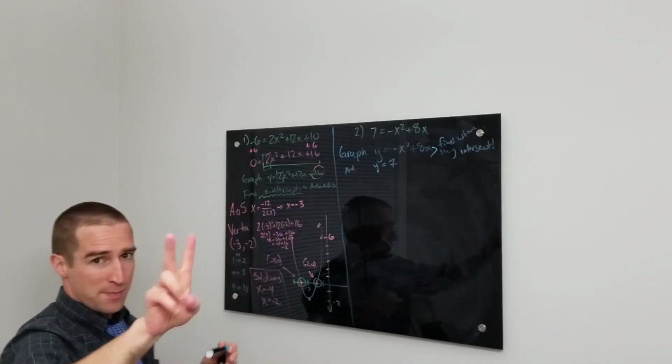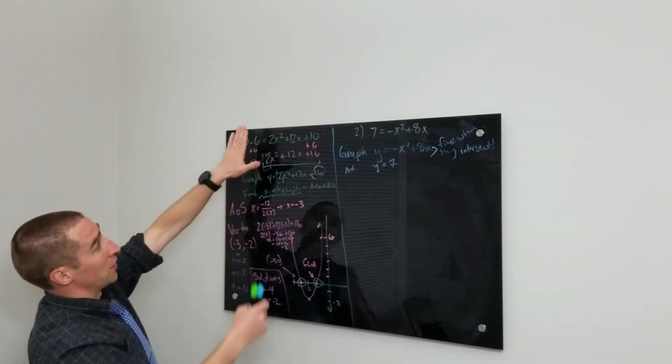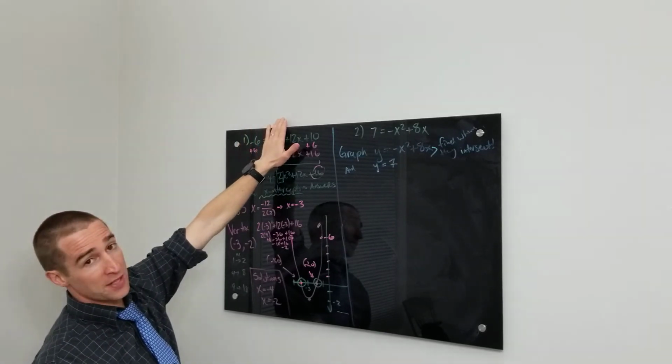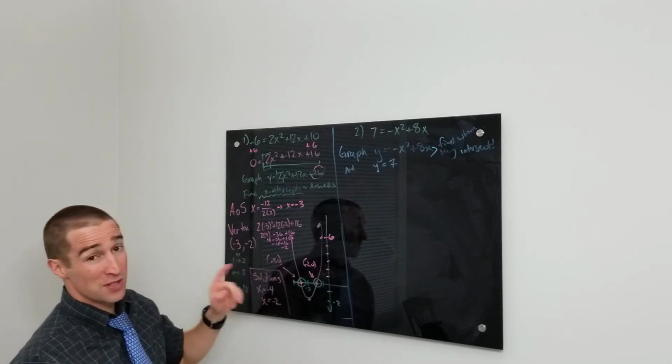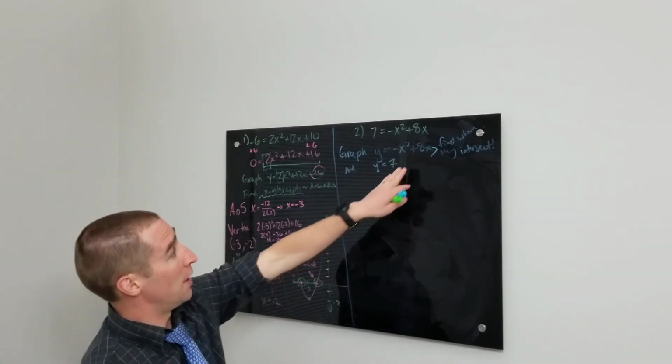So we're going to do that. This is method 2. You can use either one. You could have done that here. You could have graphed 2x squared plus 12x plus 10. You could have graphed y equals negative 6 and found where they cross. They would have crossed at x equals negative 4 and x equals negative 2. Okay. So I'm going to graph this first.